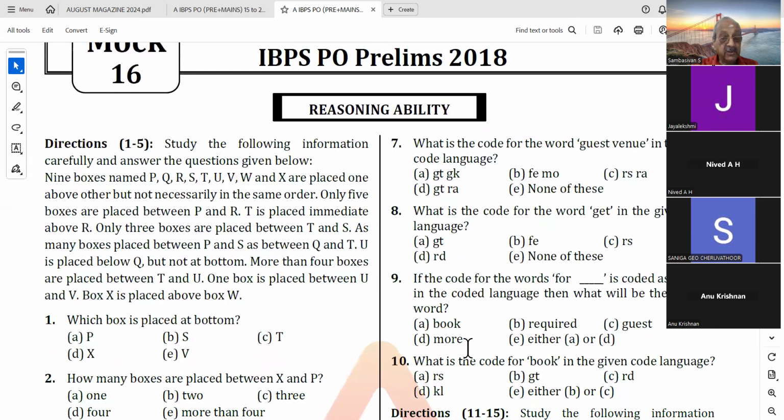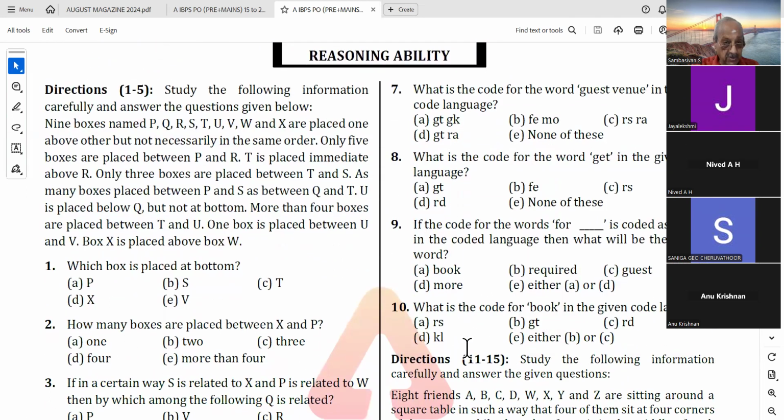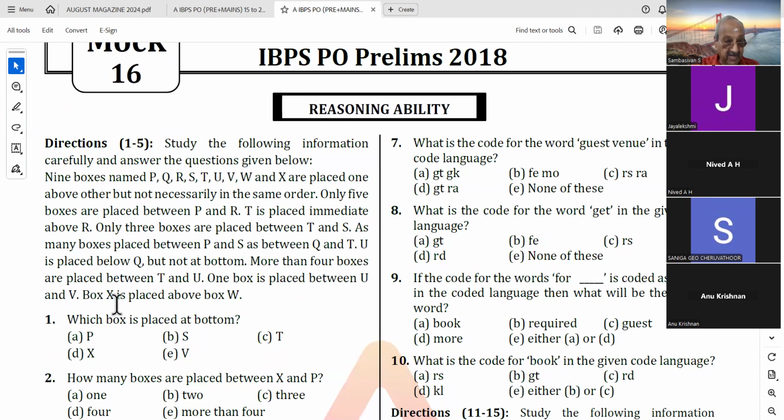So, paper number two. Why don't we start with the difficult one itself? Please start question number 1 to 5. 9 boxes named P, Q, R, S, T, U, V, W, and X are placed one above the other, but not. I will make this video a separate one.